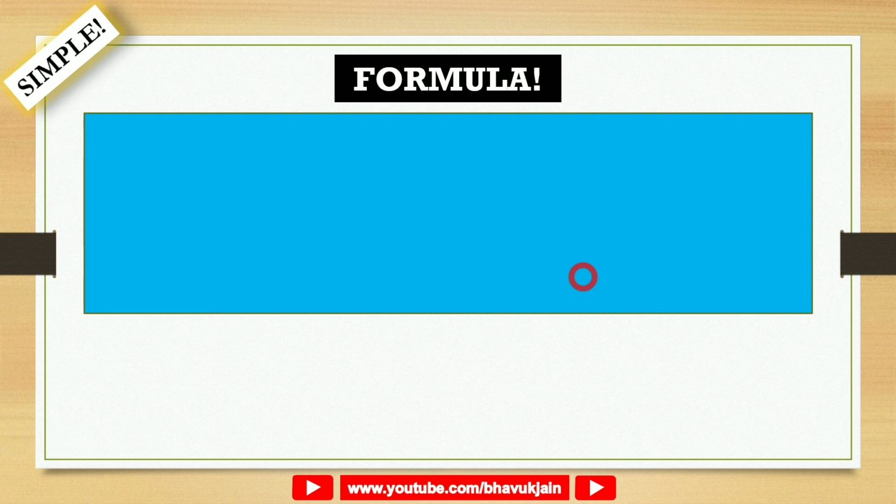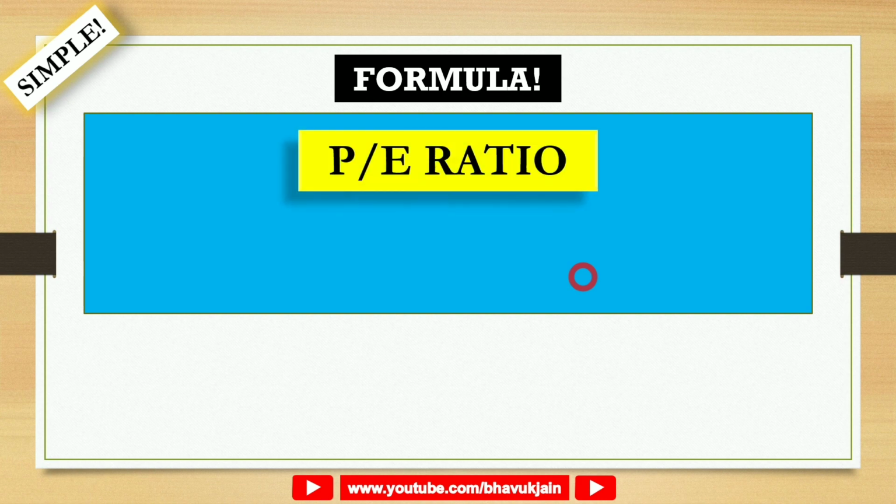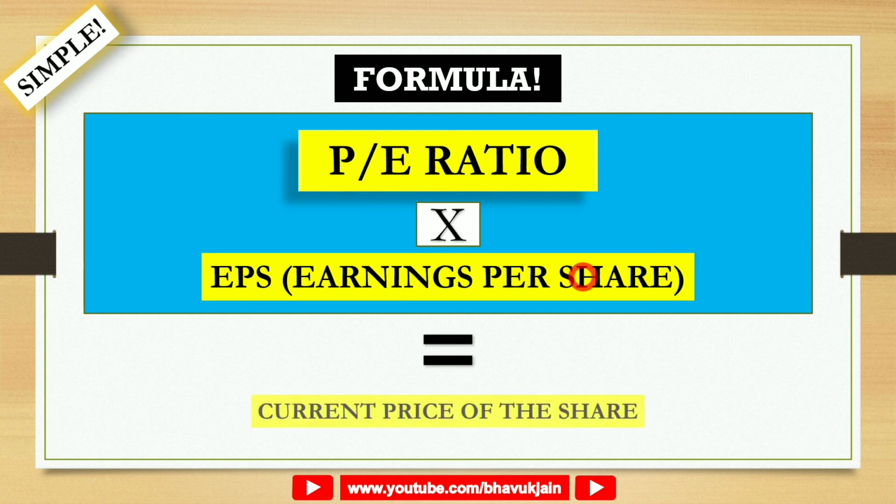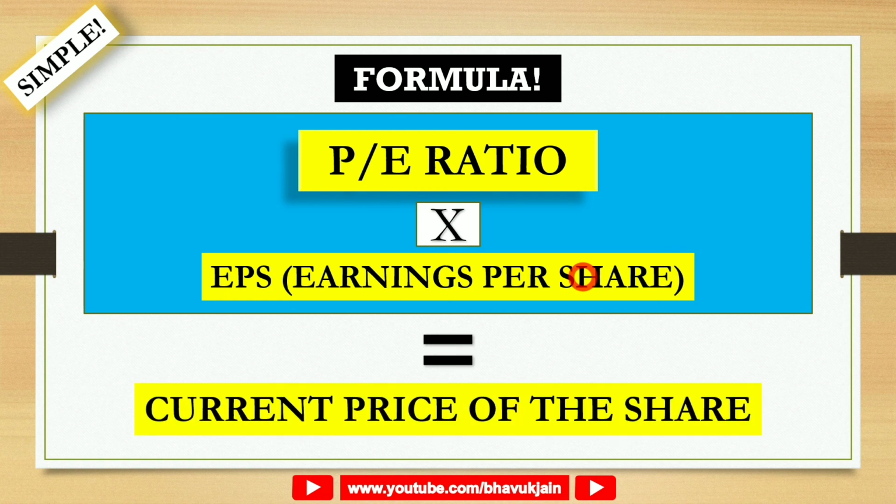So now we will tweak our formula a little bit to compute the current market price when we are given the PE ratio and the earnings per share. So the formula is very simple. We have to multiply the PE ratio with the EPS and we will get the current market price of the share. So I will show you a live demo of this.